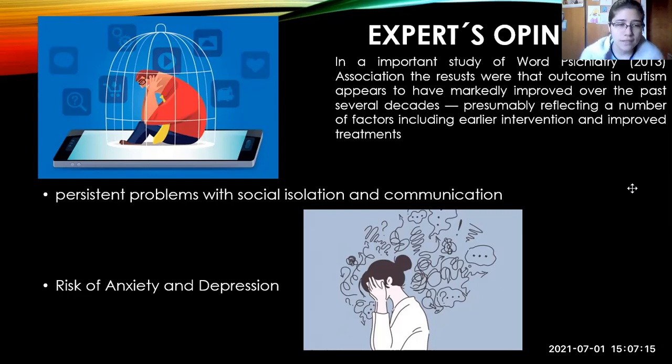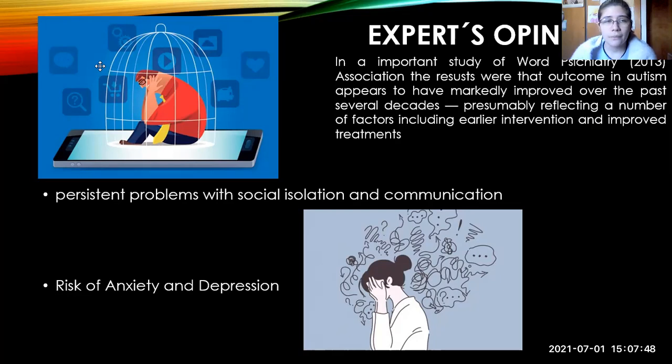And then we have the risk of anxiety and depression. This happens because they feel anxious about doing things that neurotypical people find common. And depression is caused by this constant struggle of trying to deal with something that you don't understand, and you feel that you are out of the team, out of society, and that's not good for mental health.